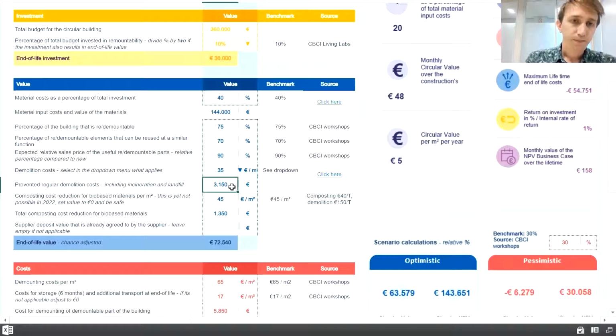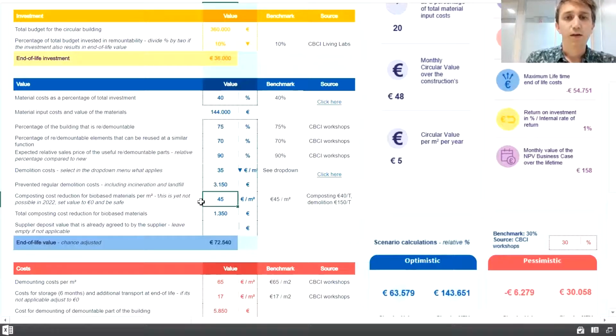Then here the prevented regular demolition costs. And this one is calculated. So here we use these previous values to calculate the total demolition costs of this part of the building that's not remountable.